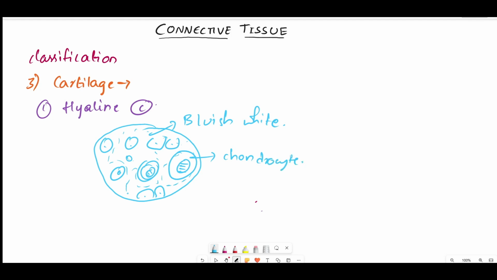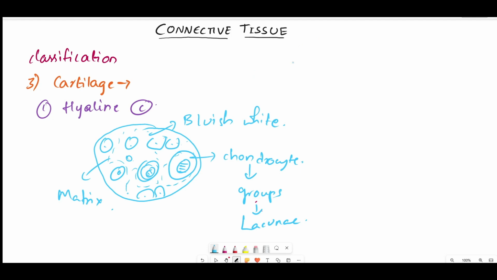If the same chondrocytes are present in groups, we will be calling that the lacunae. So that is the space, and whatever is left here, we will be calling it the matrix. So that is all about the hyaline cartilage.